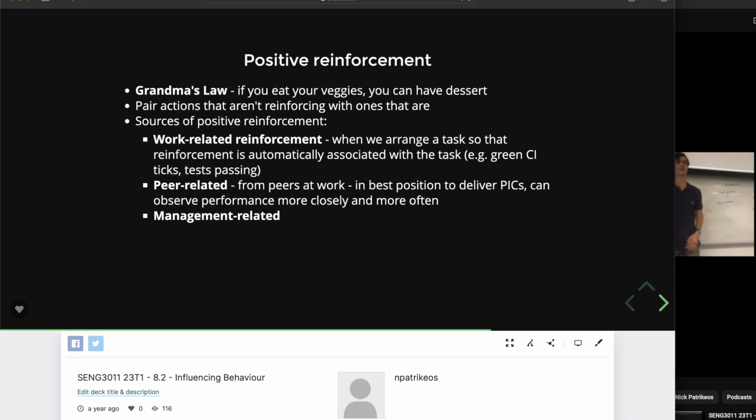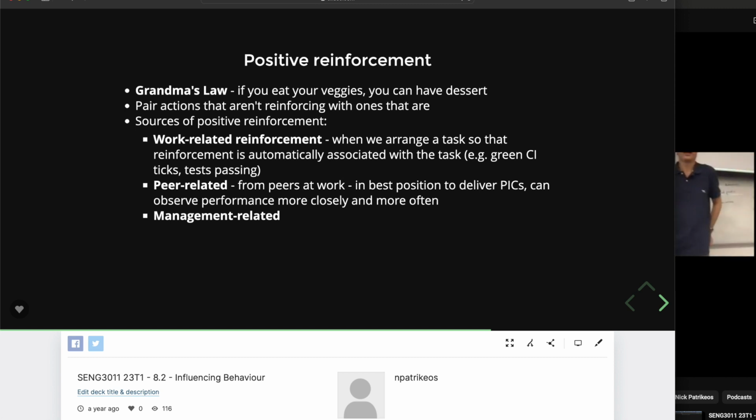They're like, I want to get this stuff done so I can work on my little pet project on a Friday. And they were working overtime. They were just doing stuff because they really wanted to be able to work on their personal project. And that's all through positive reinforcement. So, some sources of positive reinforcement: there's work-related, peer, and management-related. These aren't too hard to get your head around.